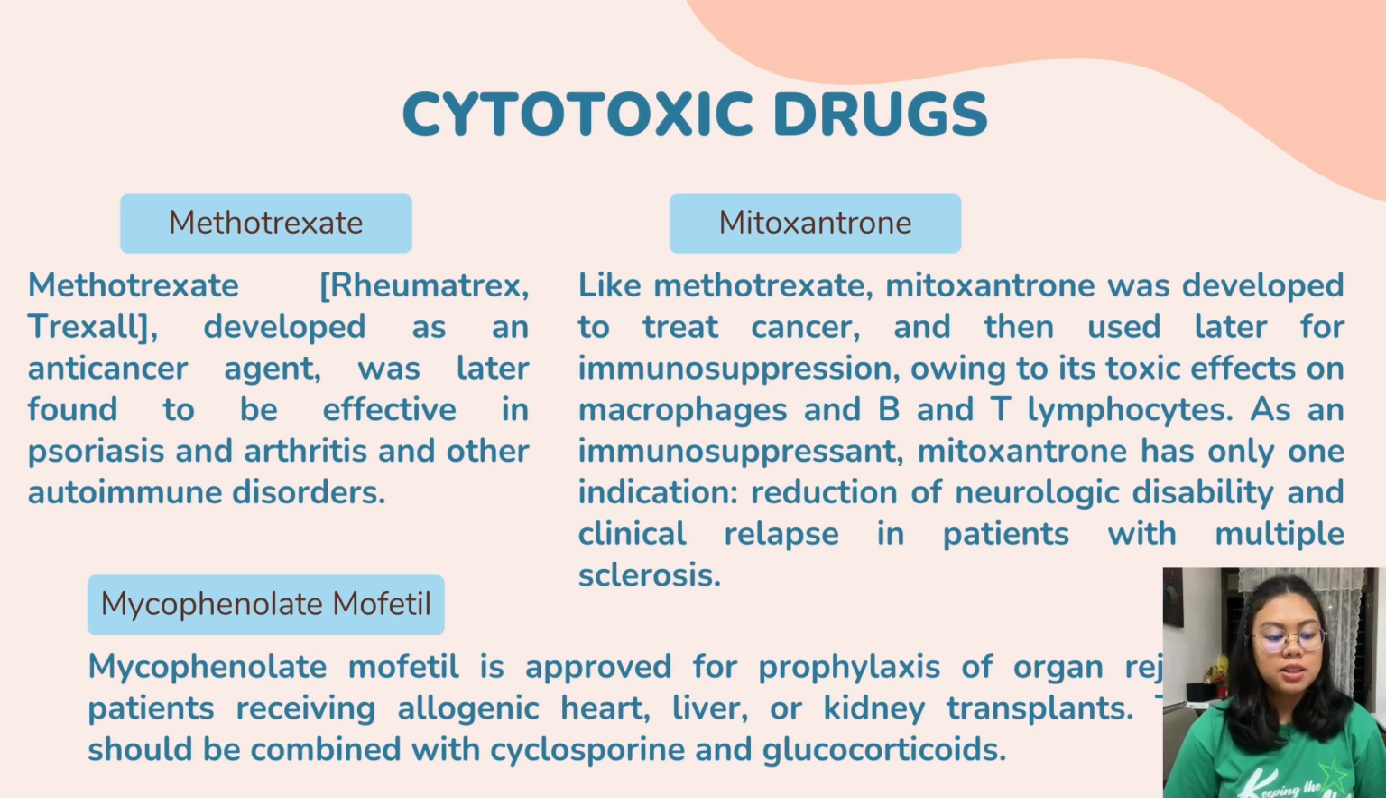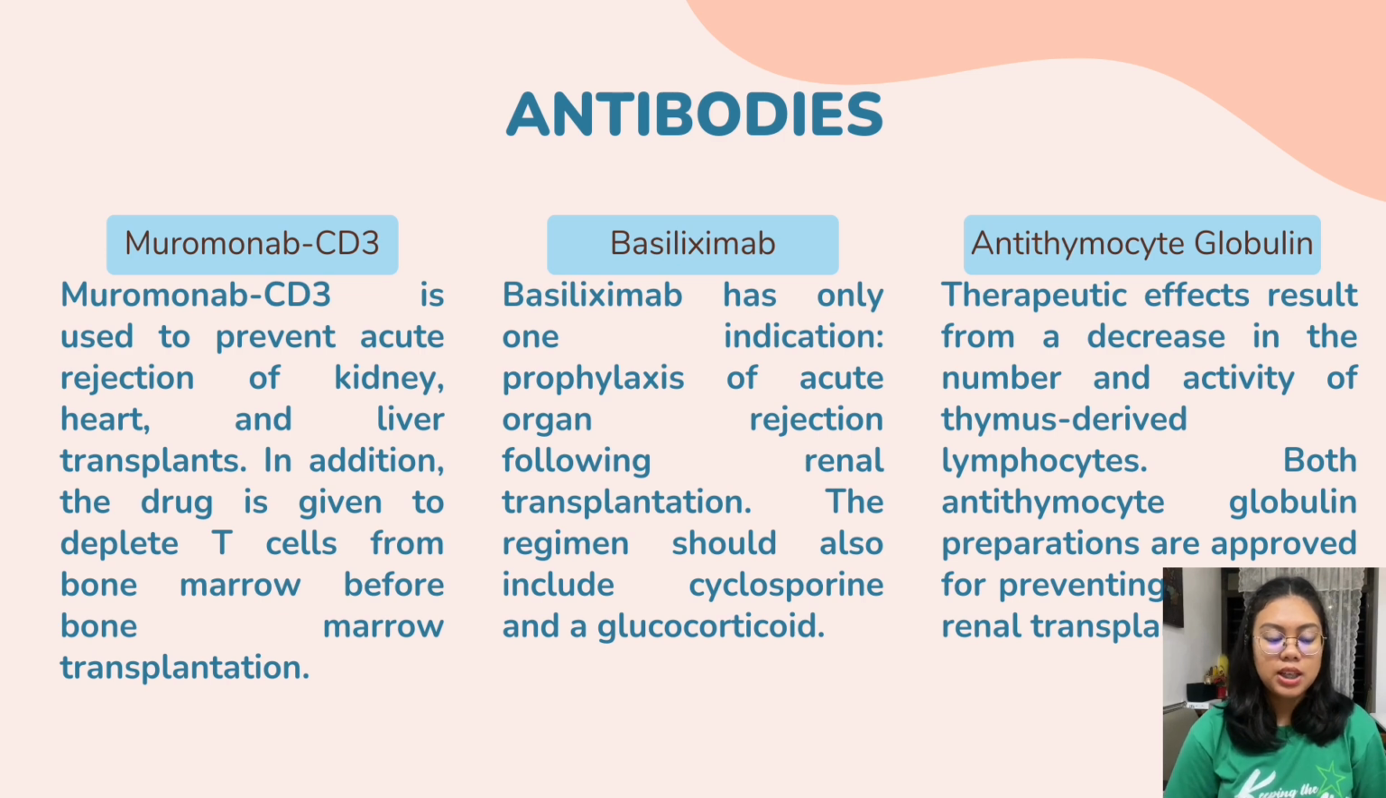For the antibodies, we have muromonab-CD3. It is used to prevent acute rejection of kidney, heart, and liver transplants. In addition, the drug is given to deplete T cells from bone marrow before bone marrow transplantation. And next, we have basiliximab. It has only one indication: prophylaxis of acute organ rejection following renal transplantation. The regimen should also include cyclosporine and a glucocorticoid.